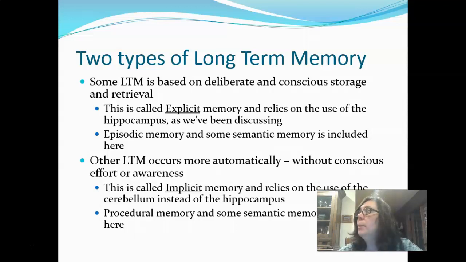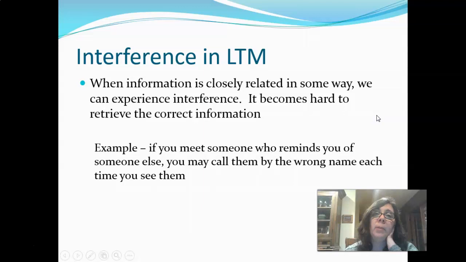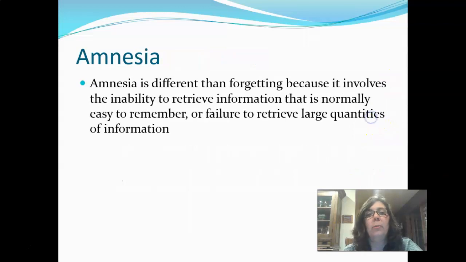And it does not use the hippocampus, it uses the cerebellum. So all this talk about the hippocampus so far has been about that explicit memory. But implicit memory uses the cerebellum. That's why it's more automatic or feels outside of consciousness to us. And that's procedural memory and some semantic memory. Sometimes when we forget things in long-term memory, it's because of interference, and that's about similarity, right? So if you know somebody else who looks a lot like me, you may call me by their name accidentally, and in that case it's probably your hippocampus getting a little confused, and not being certain which information it is that it's supposed to be calling up for you.